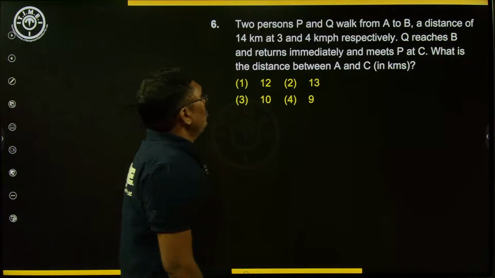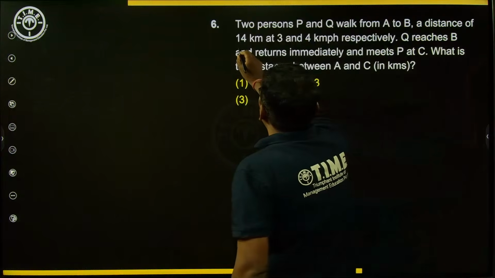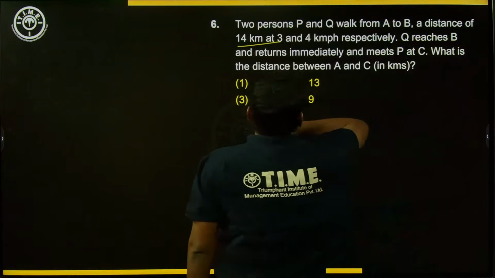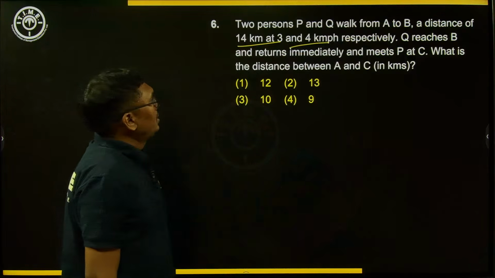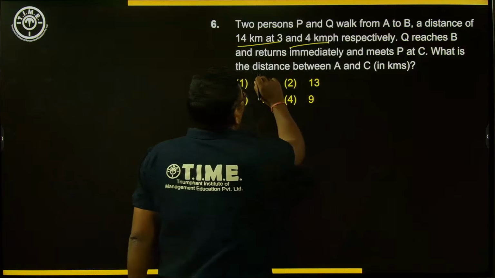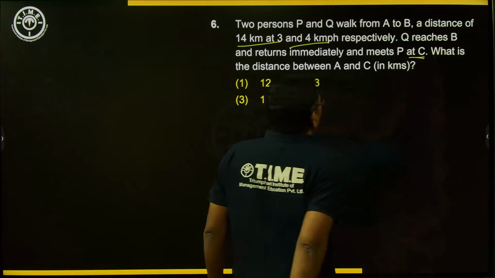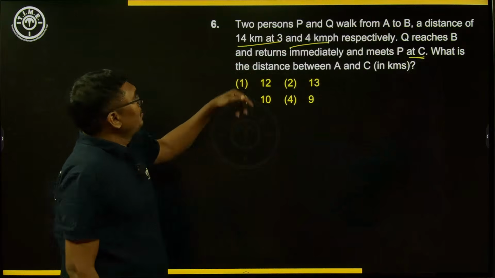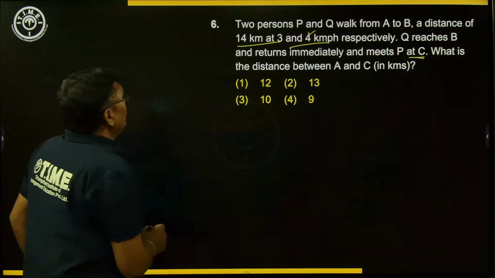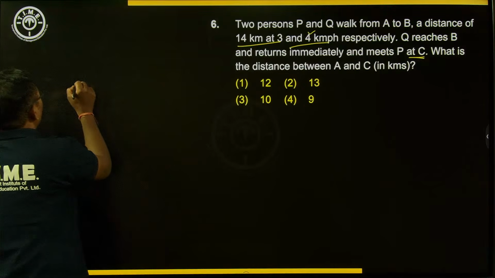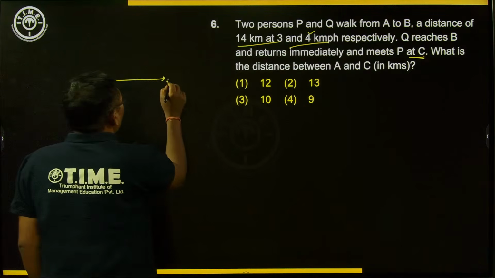Next, two persons P and Q walk from A to B, a distance of 14 km, at 3 kmph and 4 kmph respectively. Q reaches B and returns immediately and meets P at C. So here the speed of Q is more.